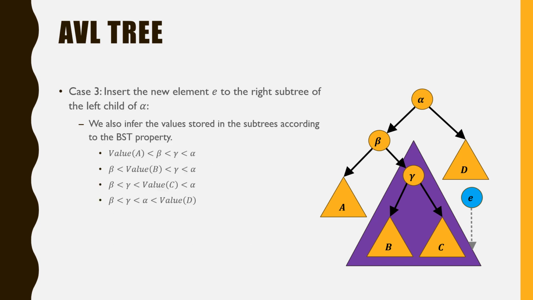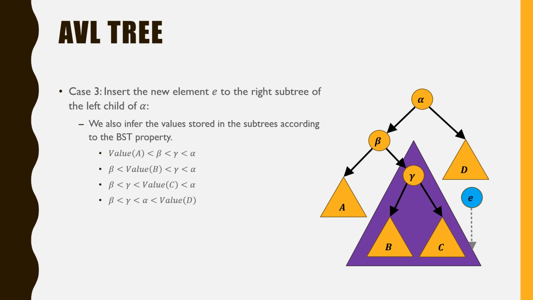Next, let's determine the values of the elements stored in the subtrees based on the BST property. Since A is the leftmost subtree, its elements are smaller than all of alpha, beta, and gamma. Subtree B is in the right subtree of beta, but also in the left subtrees of alpha and gamma.